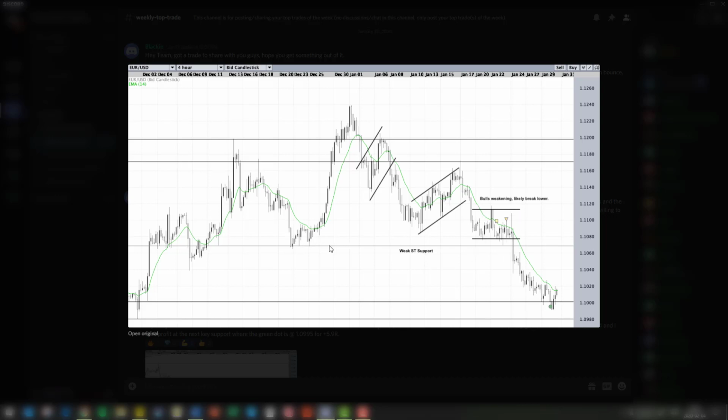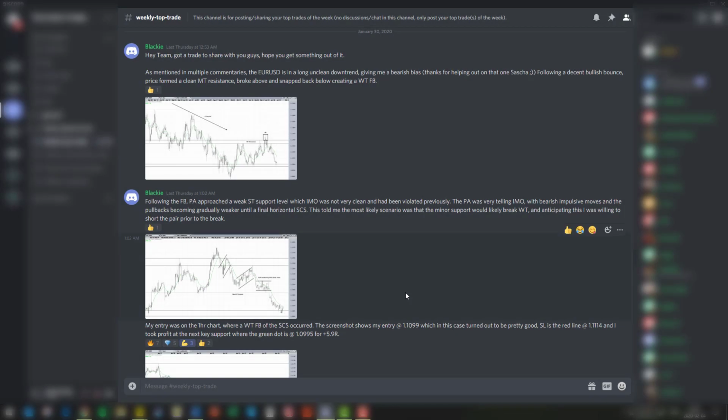Here at this short-term support, this is where he's looking to go short based on the long-term context, and also seeing and reading in the price action in real time that bullish order flow is getting less and less and squeezed out of the market.